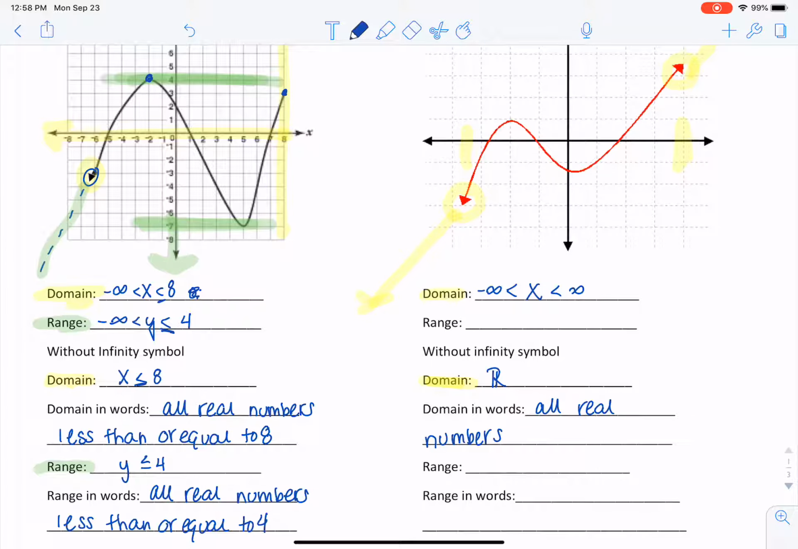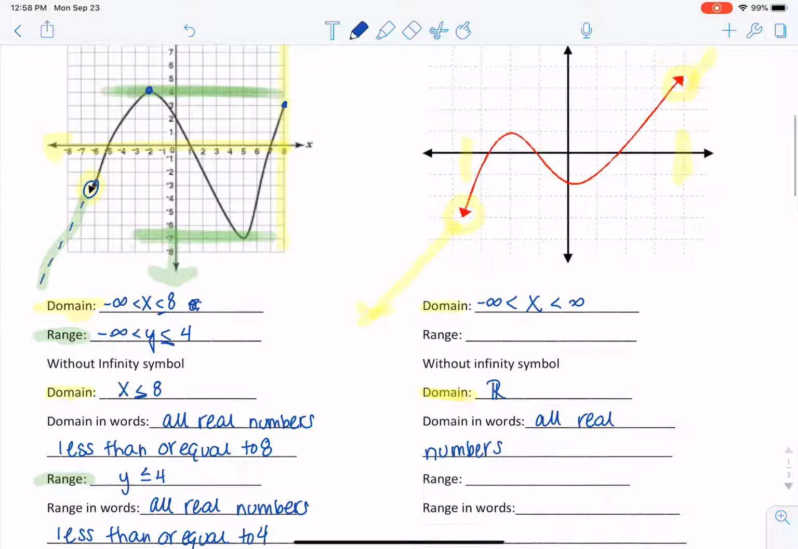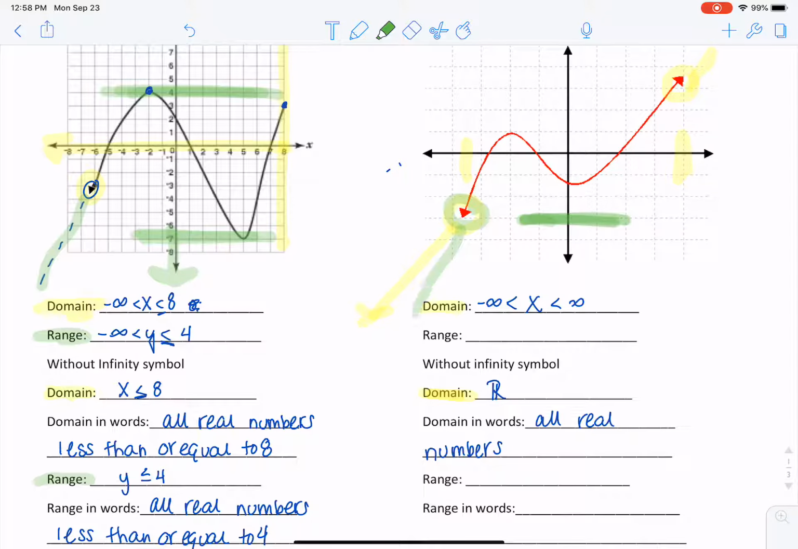It doesn't stop on either end, okay? The range for this one, if I grab my Y color highlighter: the lowest this graph goes, it looks like it goes down to here, but because of this arrow, it really goes down forever. It looks like it stops up here, but because of this arrow, it really goes up forever. So my range happens to be the same as the domain. My range is also all the y values between negative infinity and positive infinity.